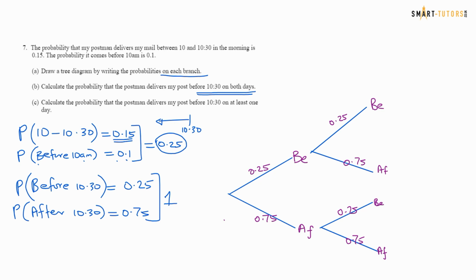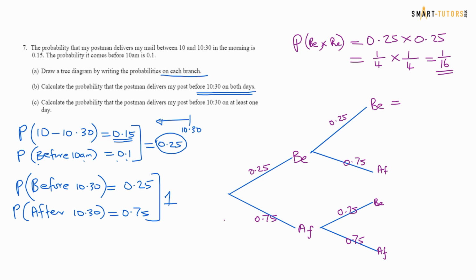Calculate the probability that the postman delivers my post before 10:30 on both days. So this is the probability. Probability before times before equal, before is 0.25 times 0.25 is the answer. So 0.25 is 1 upon 4 times 1 upon 4. The answer is 1 upon 16.